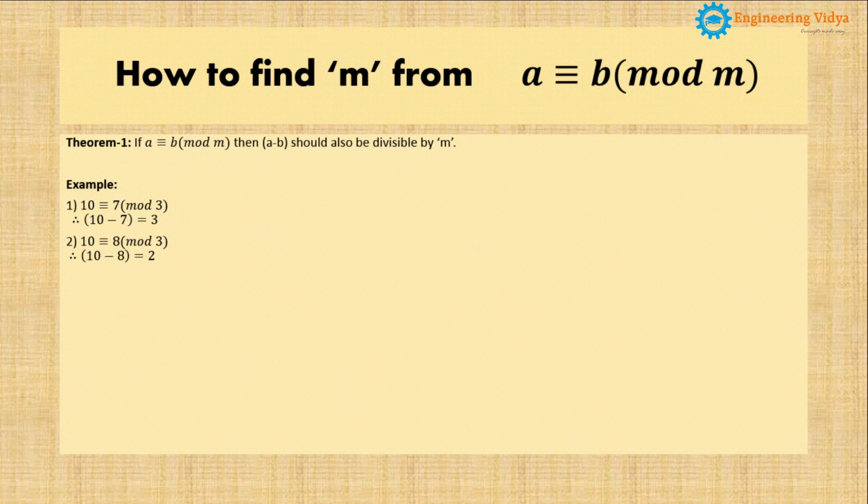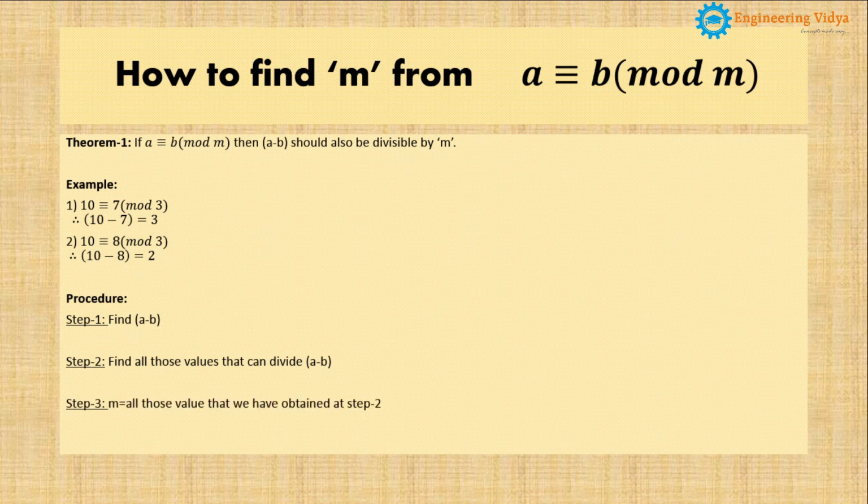Whenever a problem comes, to solve it we'll use a procedure based on this theorem. The procedure says that at step 1, first estimate a minus b. After estimating a minus b, go to step 2 and find all those values that can divide a minus b. It means we have to find all the divisors of a minus b and note them down. Step 3 says that all those divisors will be the values of m. In that way we can solve for the value of m if a and b are given in the form of this equation.